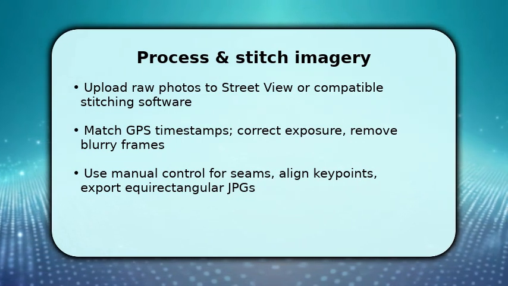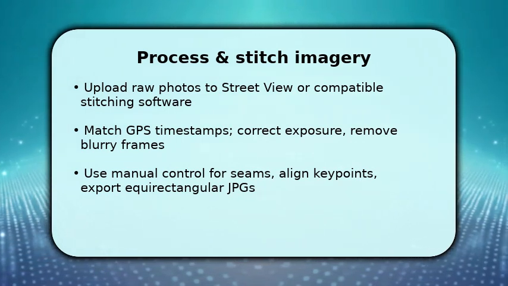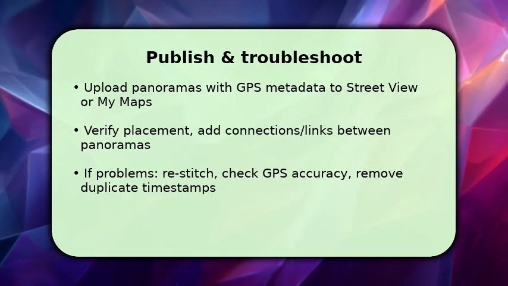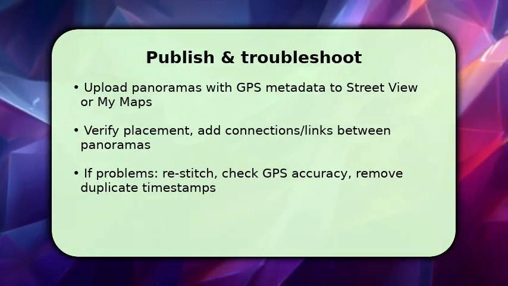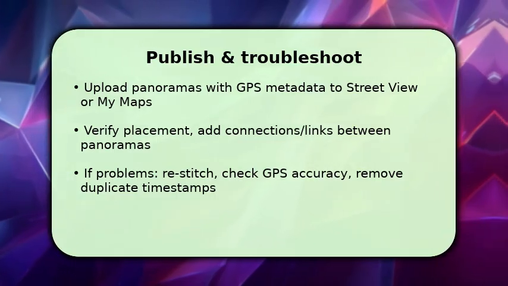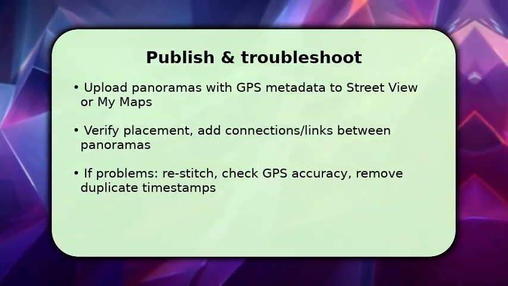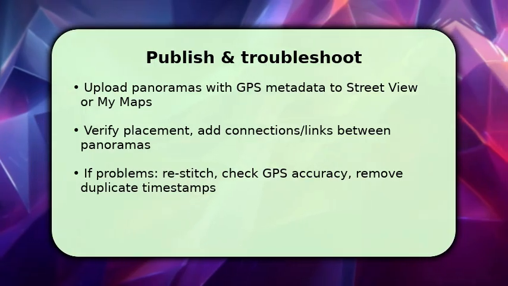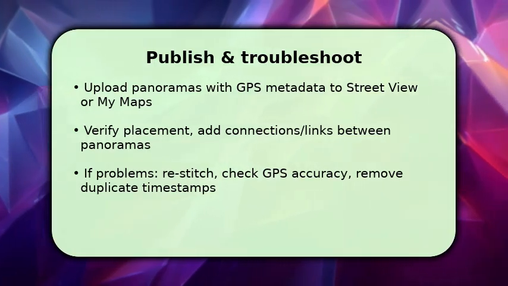You finish by publishing and linking your panoramas in Google Street View. Upload the equirectangular images with embedded GPS metadata, then verify placement and add directional links between each point so viewers can navigate smoothly. Make sure orientations and north heading are correct.